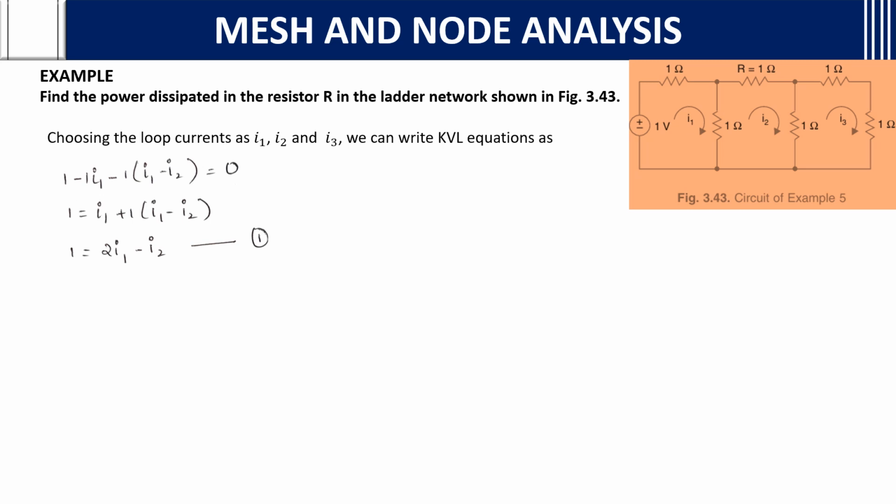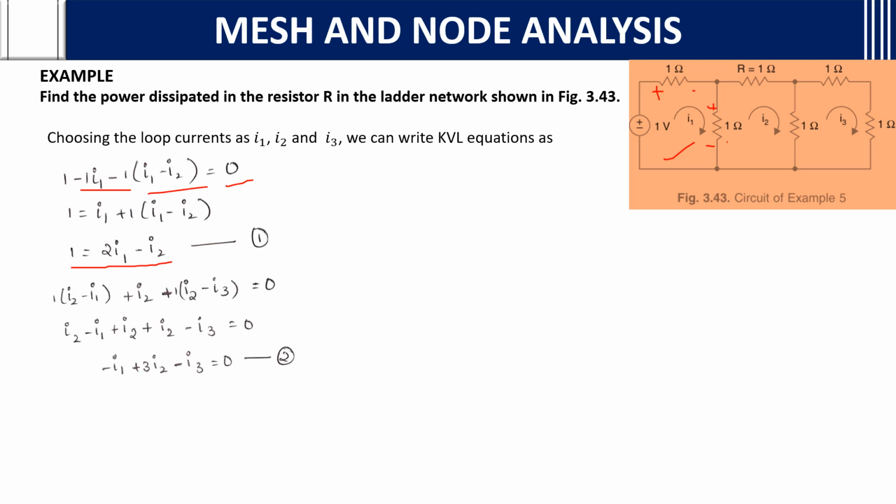Apply KVL for the first mesh. We will write 1 here, plus minus plus minus. We consider 1 minus 1 into I1, because R into I is nothing but the voltage drop across the resistor. So 1 into I1 minus 1 into (I1 minus I2), because for the first mesh both currents are moving through the shared resistor, so we need to consider both currents. I1 minus I2 equals 0. If you rearrange, you will get 1 equals 2I1 minus I2.